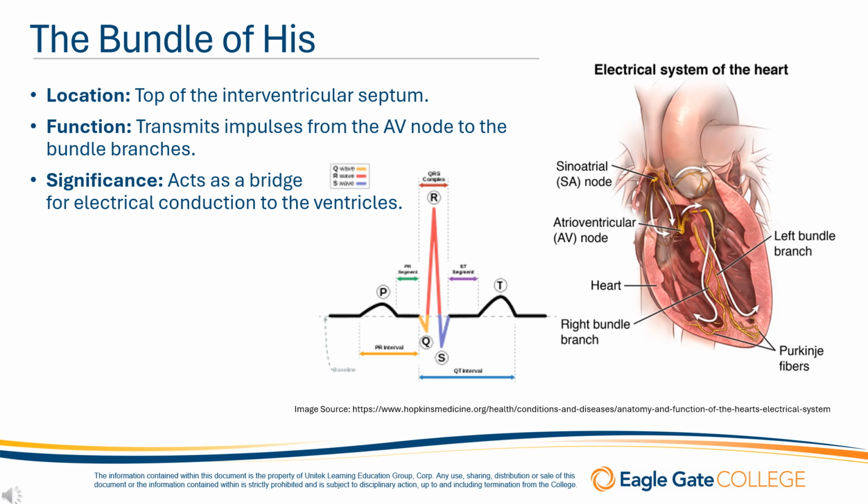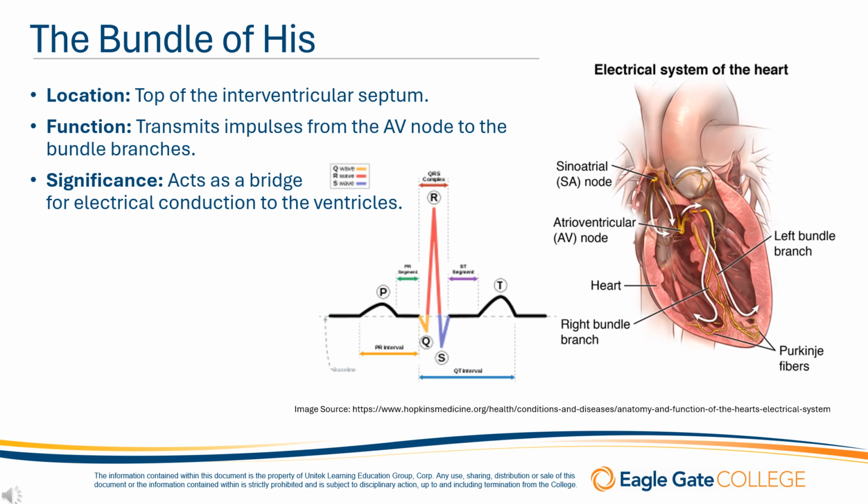It ensures that the signal progresses in a controlled and orderly fashion from the atria to the ventricles. This sequence is essential for maintaining a proper heart rhythm and ensuring that the heart beats in a coordinated manner. Let's consider what happens if the bundle of His malfunctions.